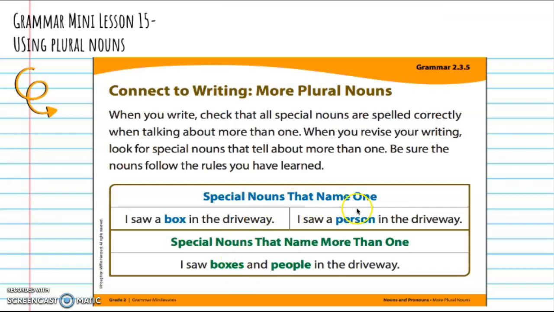For the word person, to make it plural, they made it people. This changes the spelling and also becomes a collective noun.